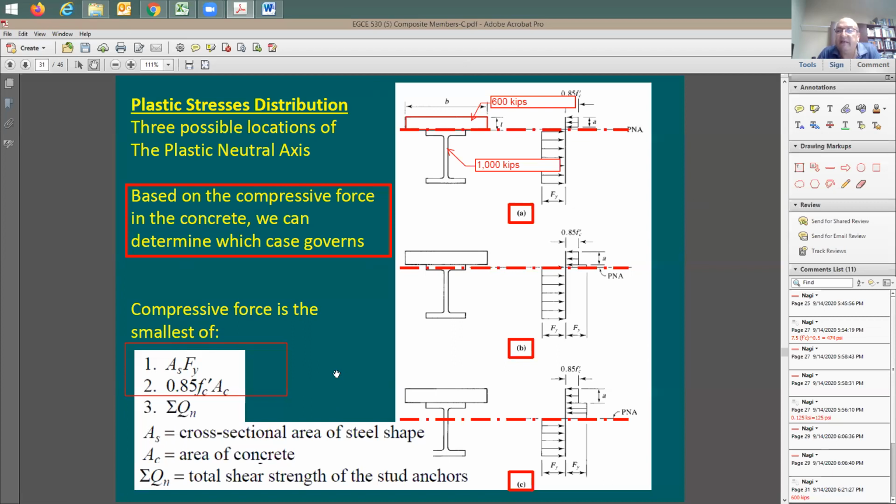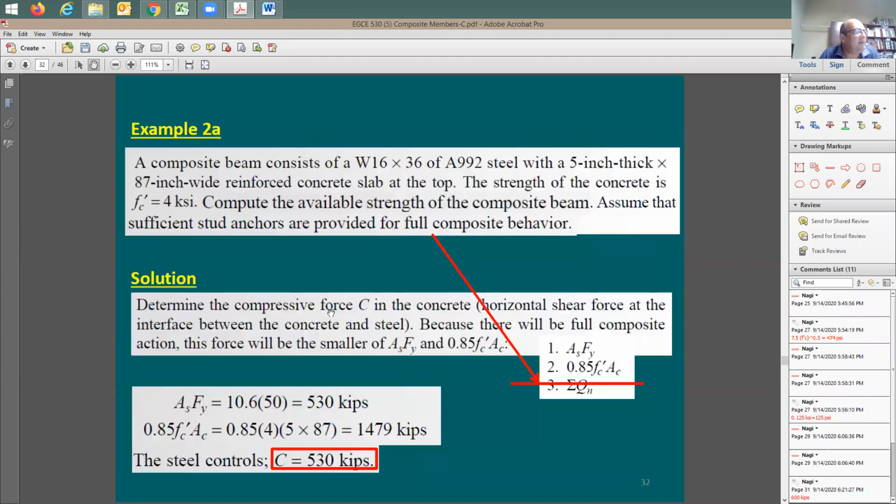Generally speaking, I'm going to assume here, if I have a situation like this, that I have full composite action. Usually, I'm going to say I have full composite action in the examples. Otherwise, I need to specify exactly how much composite action. If I say that we have full composite action, you don't do any analysis here. You just take the final compression force and then determine the number of studs needed to provide full composite action. We're going to be going through this. Okay, an example.